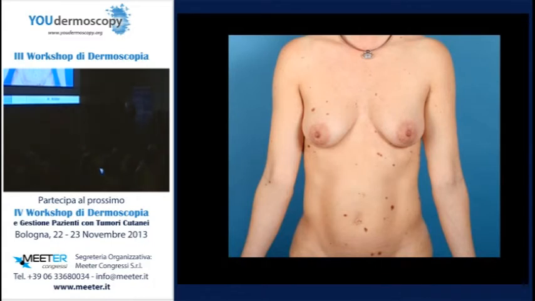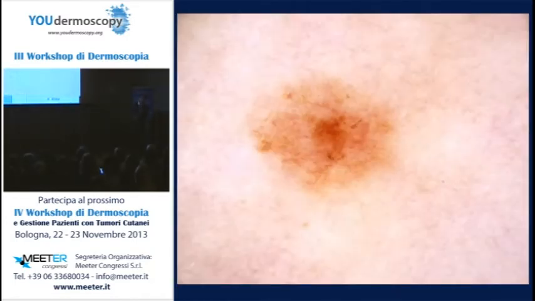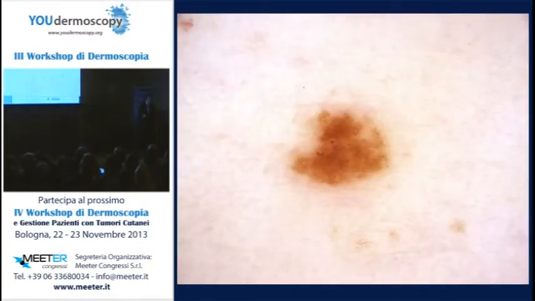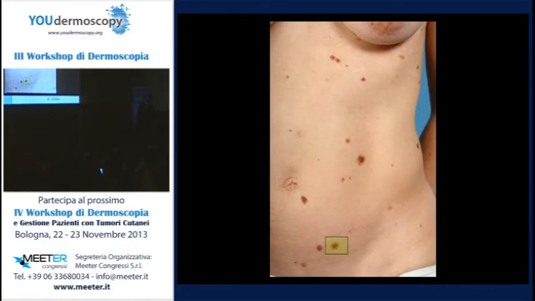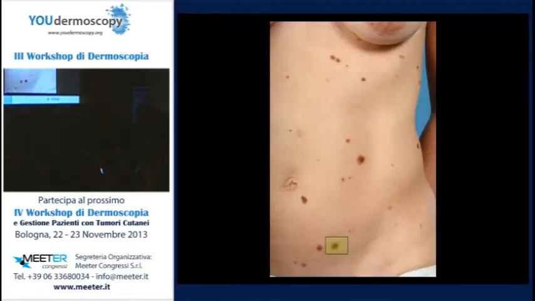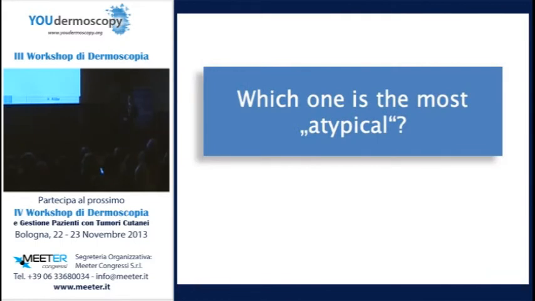I show you a patient with multiple moles, and you say, which is the most atypical lesion? Now, I'll show you some here. This lesion here, would you call this atypical? No, most no. Would you call this lesion here atypical? No. Would you call this lesion here atypical? Some say yes, some say no. Would you call this lesion here atypical? Yes, yes. So most of you would call this lesion atypical.